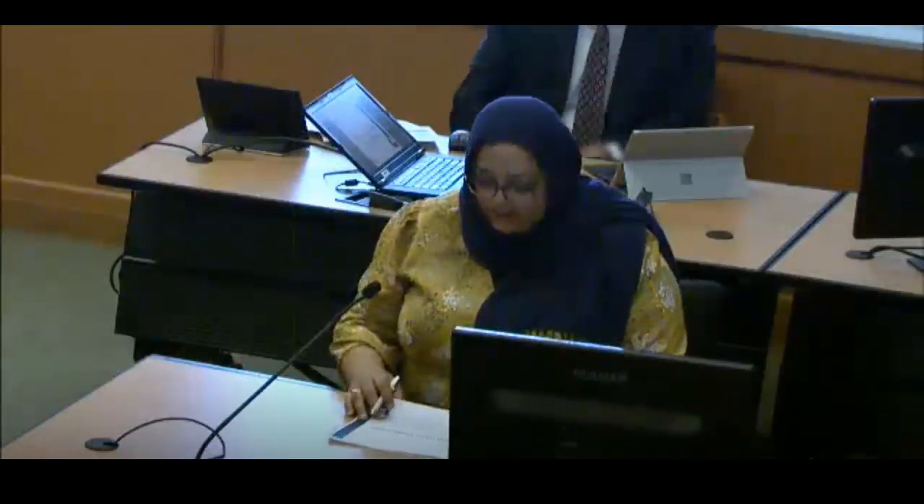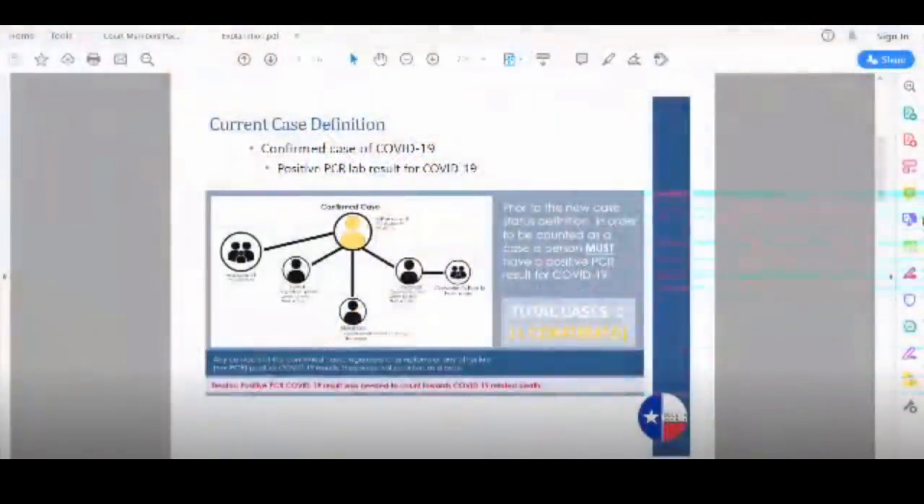I am with the epidemiology department with healthcare services. So this is a brief explanation on the changes that have been made to the COVID-19 case definition. This image here will show you the current case definition.